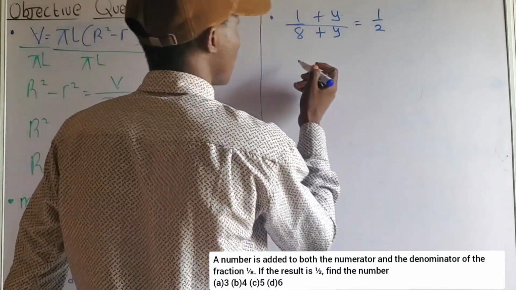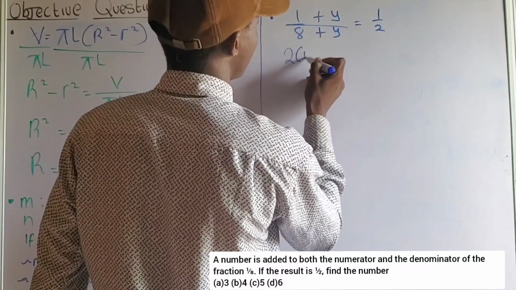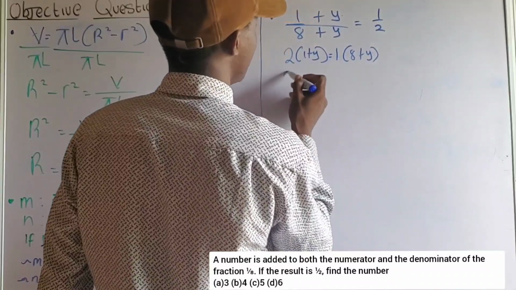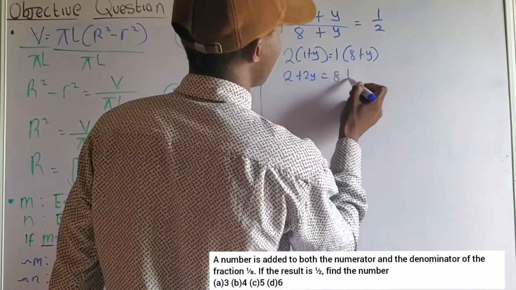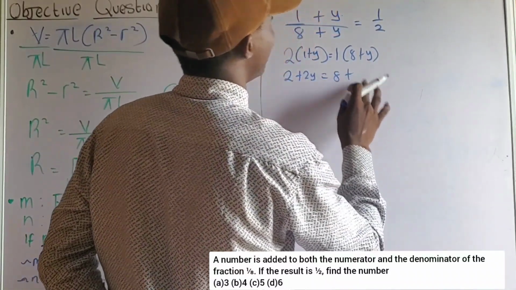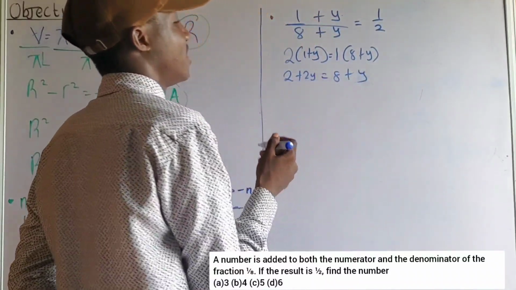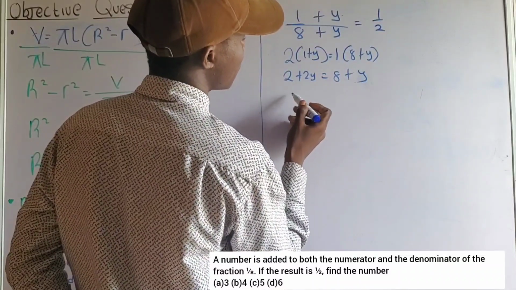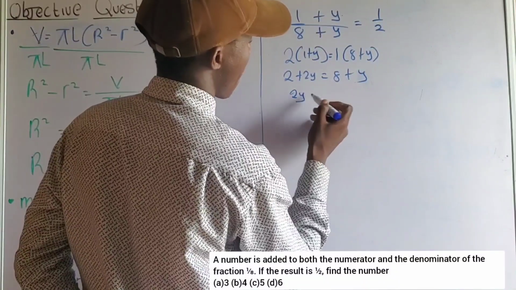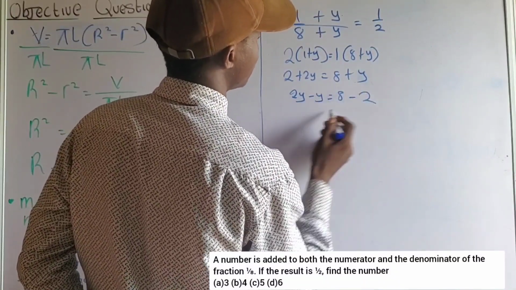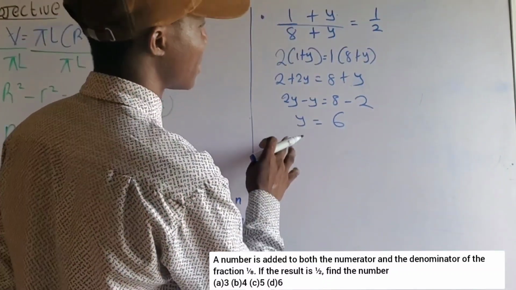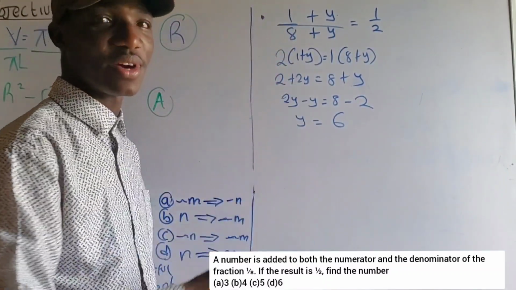For this, I'm going to have 2 multiplied by 1 plus y equals 1 multiplied by 8 plus y. So 2 plus 2y equals 8 plus y. Sorry, 8 plus y. Now I just take 2y minus y equals 8 minus 2, right? So y equals 6. The number that is added to both the numerator and the denominator of the fraction 1/8 is 6.